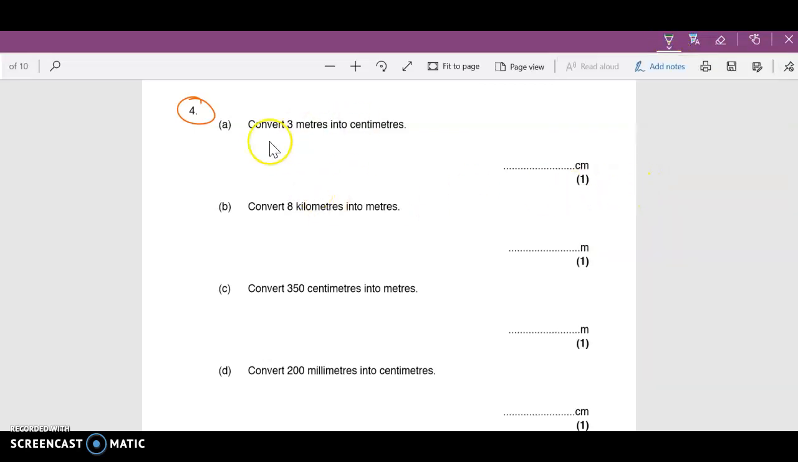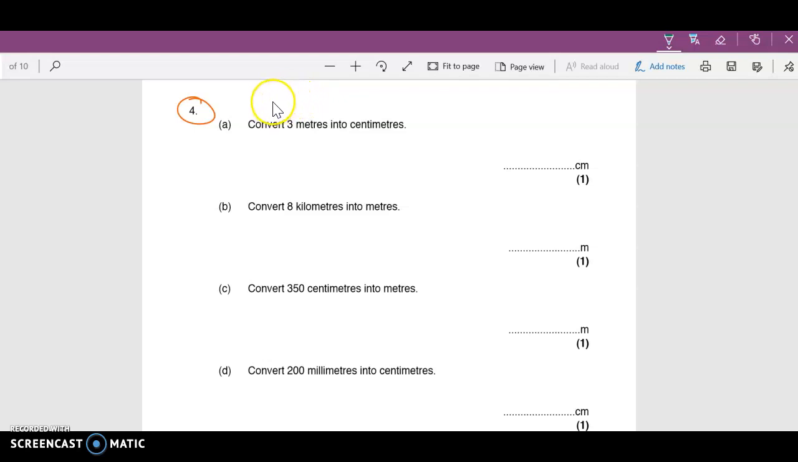Okay, so let's have a look at these questions here. So we've got converting 3 meters into centimeters. I'm going to go through the metric units and how to convert between all of them. Okay, so I like to do it in a flow diagram.